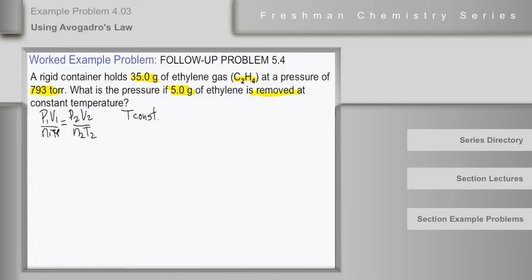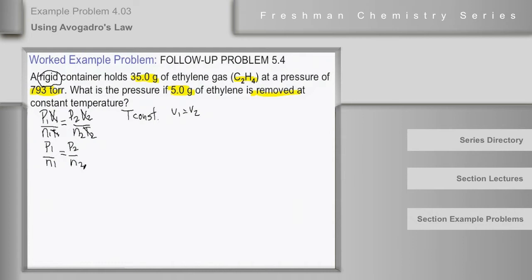And we may therefore cross out T1 and T2 because they're equal to one another. We also notice that this says a rigid container, meaning V1 equals V2. The container volume doesn't change, so then we can cross them out. And now we have this relationship, P1 over N1 equals P2 over N2.